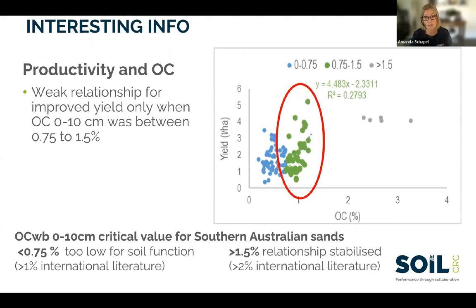You're not getting a benefit for productivity. Above 1.5%, it's stabilised, so you've probably got enough in there for your production to be influenced by other things. But this sweet spot between probably 0.75 and 1.5% is where you will start to see changes in productivity occur. This lines up roughly with the international literature, where they use 1% and 2% as those boundary zones where you'll get that change in productivity.